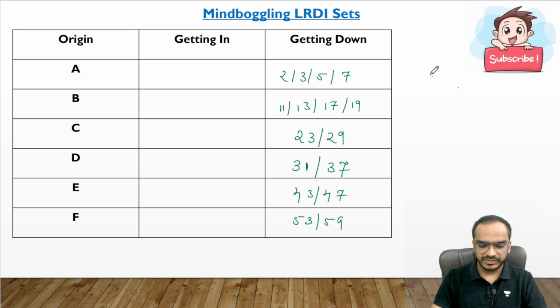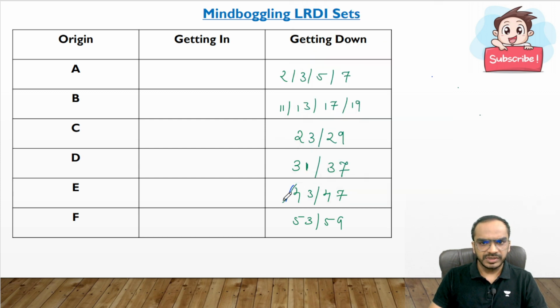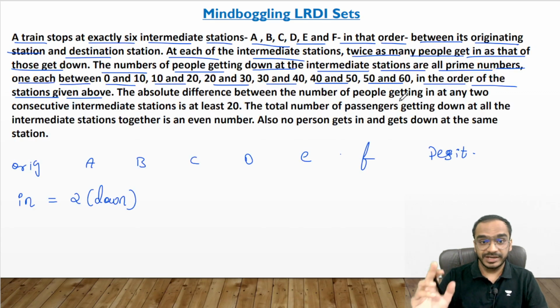Is any prime left, any prime that has been missed? 41 we can also get, right? Between 40 to 50, 41 is also a possibility. Anything else that is left? 31 and 37 are done. Between 20 and 30, 23 and 29 are done. 53 and 59 are done. Okay, so these can be the numbers of people getting down, to remember.